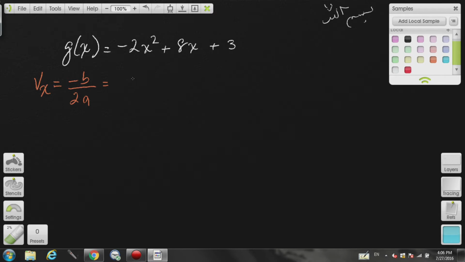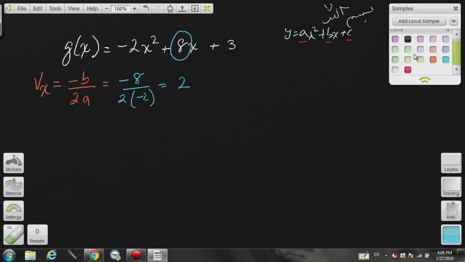So opposite of b over 2a. So negative 8 over 2 times a here. So a is negative 2. B is 8, right? A is negative 2. Again, watch this. Y equals ax squared plus bx plus c, standard form. A is negative 2, B is 8, C is 3. So opposite of b over 2a, negative 8 over 2a, okay? This is going to be 2. And 8 divided by 4.